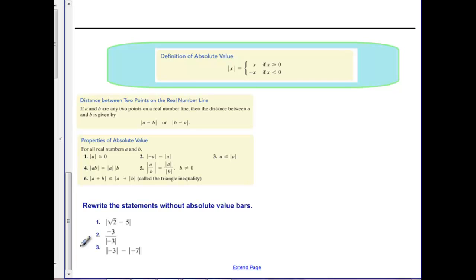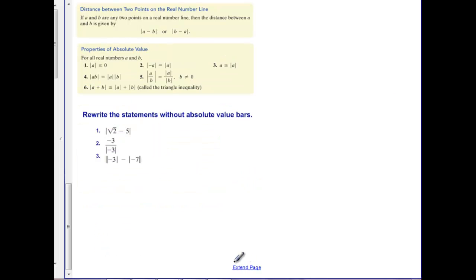We'll go ahead and do number 1. So square root of 2 minus 5. Which one of those two numbers is bigger? Yeah, that 5 is going to be bigger, right? Okay. So square root of 2 minus 5 gives you a negative. We're getting there. I'm just talking about the inside part. So the square root of 2 minus 5 gives us a negative.